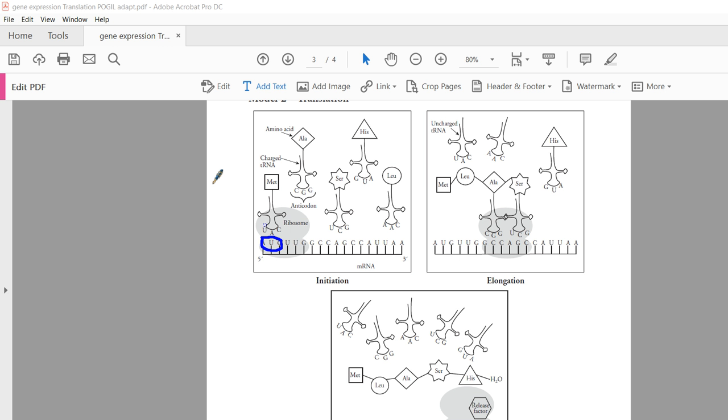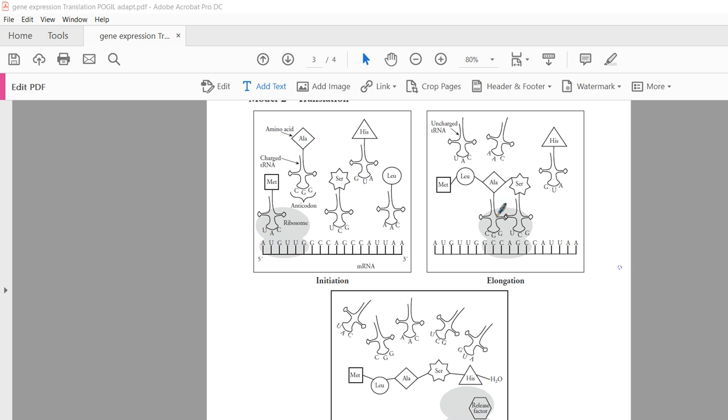That pairs up with UAC on the tRNA, and UAC tells us the specific amino acid that we're using. Then UUG will tell us to code for a different amino acid. So a different tRNA will attach to UUG than the tRNA that attached to AUG.